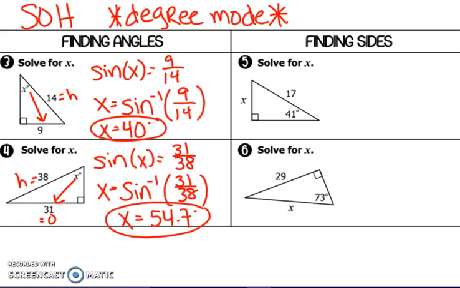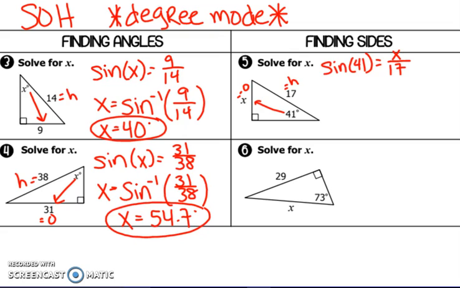Now, if we look at finding sides, again, we still want to set it up the same way. We still want to use SOHCAHTOA. So if I look at my angle, that equals my O, making 17 my H, since it's across from the right angle. Well, I now have an angle, so I have the sine of 41 equals x over 17.